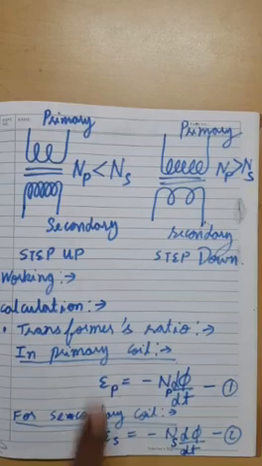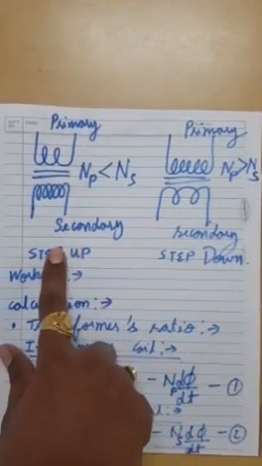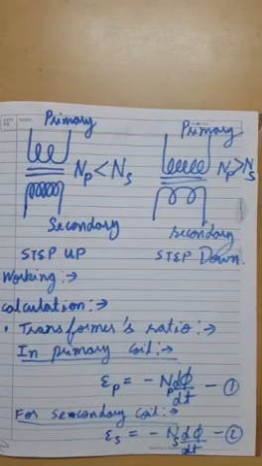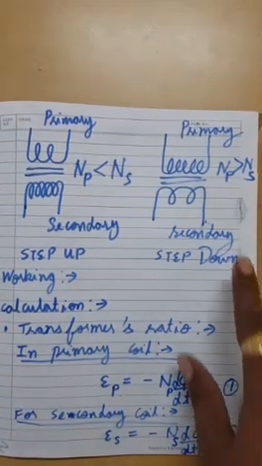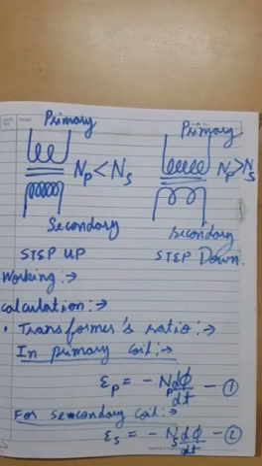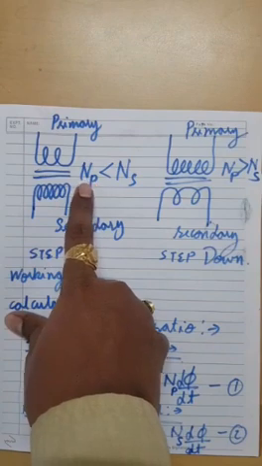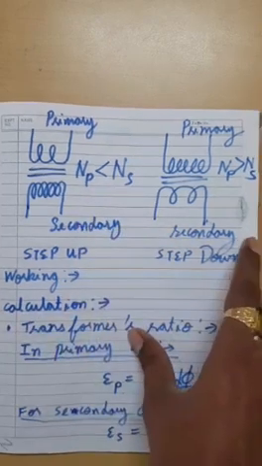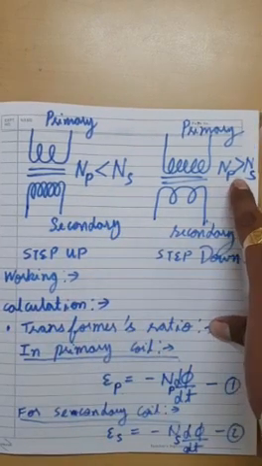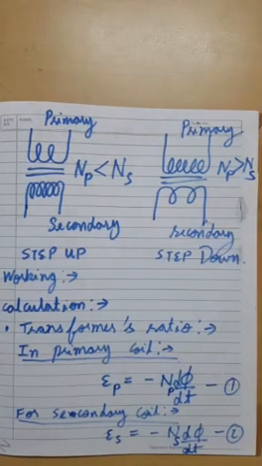Now these are the two types of transformer, one is step up and one is step down. A step up transformer is the one which increases the voltage, while a step down transformer is the one which decreases the voltage. So in a step up transformer, the number of turns in the primary coil is always less than the number of turns in the secondary coil, while in a step down transformer, the number of turns in the secondary coil is less than the number of turns in the primary coil.